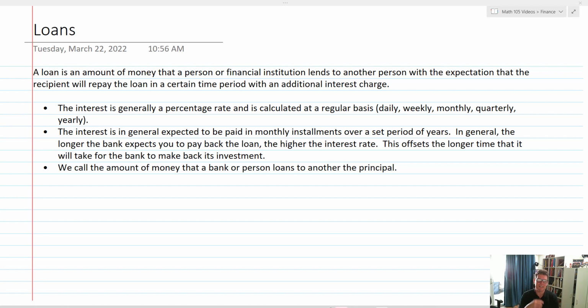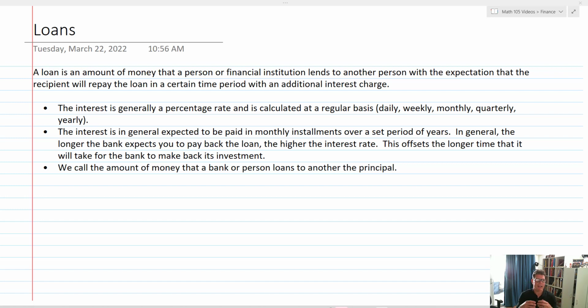The interest is in general expected to be paid in monthly installments over a set period of years. In general, the longer the bank expects you to pay back the loan, the higher the interest rate. What this does is offset the longer time that it will take for the bank to make back its investment. For example, you may see that a 6-year car loan has a higher interest rate than a 5-year car loan. Or a 15-year mortgage has a lower interest rate than a 30-year mortgage. That's because in those 15 years, the bank would be repaid more quickly, although over 30 years they'd end up getting more interest, right?